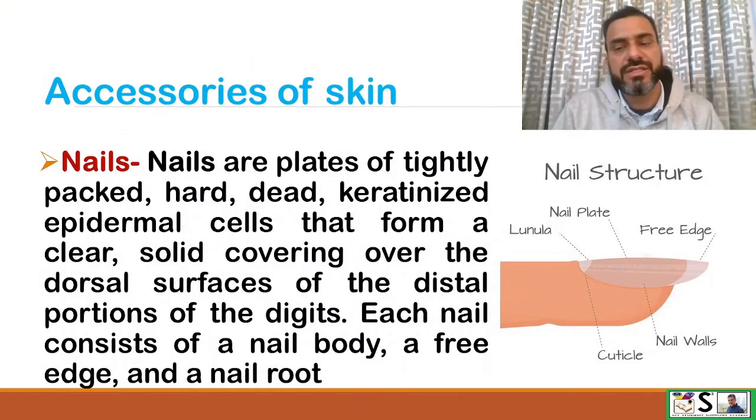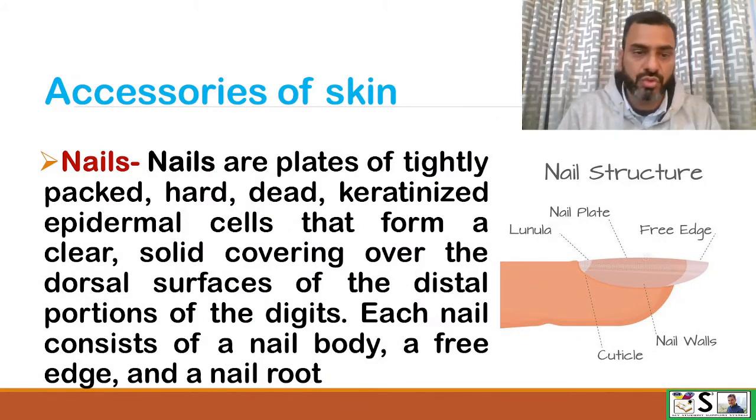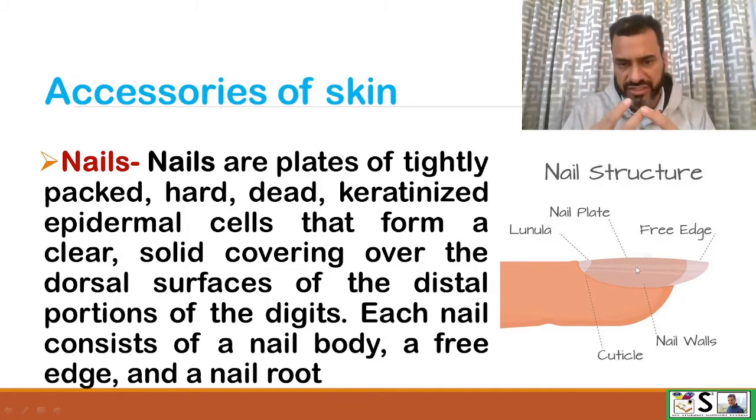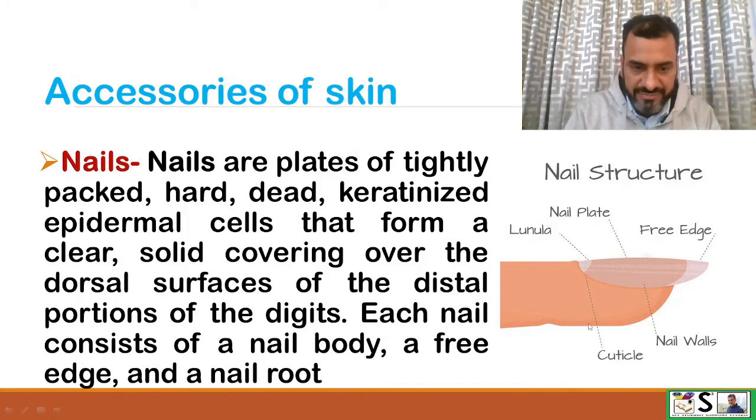Next one is nails. So nails are plates of tightly packed, hard, dead keratinized epidermal cells that form a clear, solid covering over the dorsal surface of the distal portion of fingers or digits. Each nail consists of a nail body, a free edge, and the root.